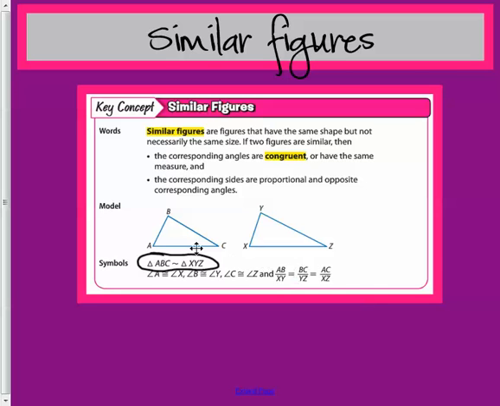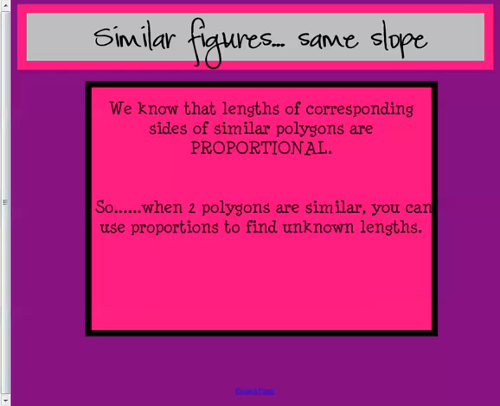So when we look at these, everything is in proportion. If I take the side length AB, it is proportionate with XY, and BC is proportionate with YZ. So we can say that all of these side lengths should be equivalent fractions when we're done with them. The side lengths of corresponding sides in similar polygons are proportional. So when we have two similar polygons, we can use proportions to find unknown lengths.